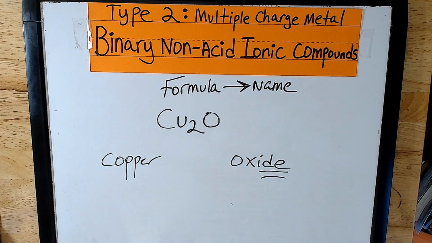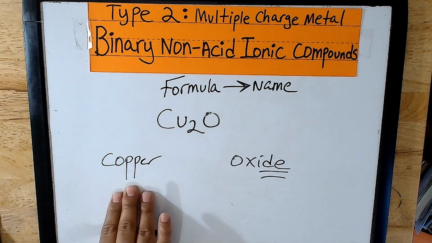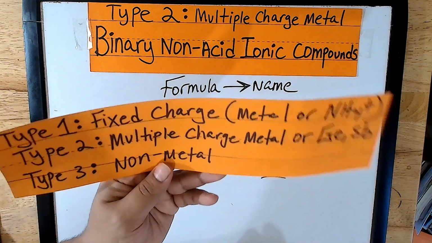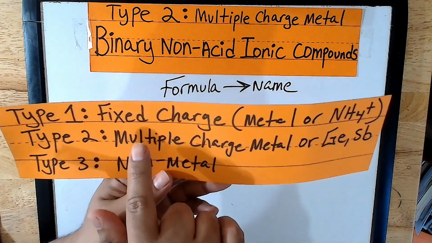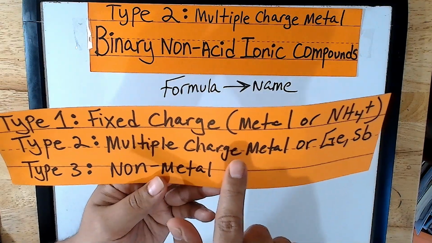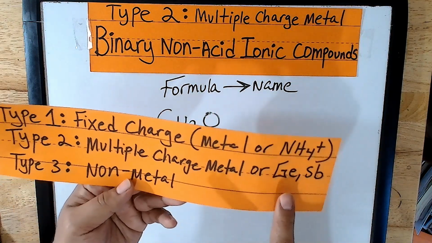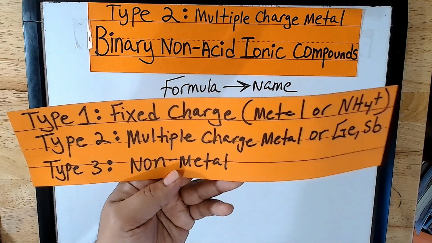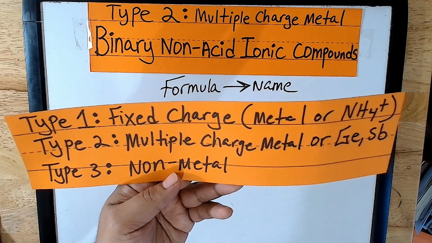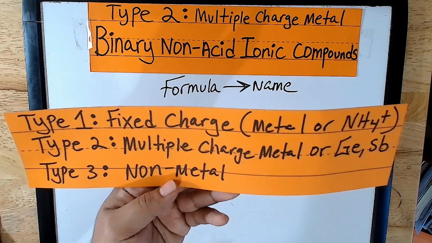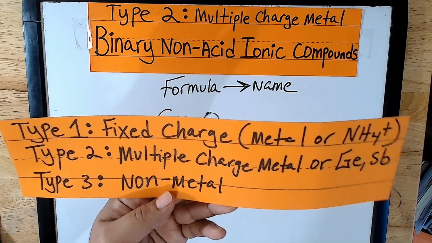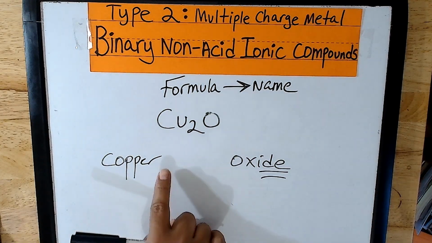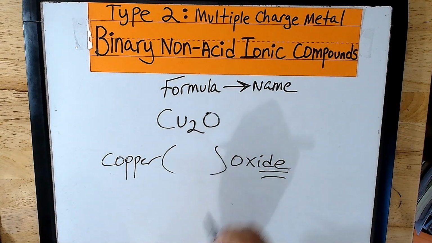The third step is to determine whether the first part falls into a type 1, type 2, or a type 3. Remember that we're doing a type 2, so that is one with a multiple charge metal. Sometimes it can be germanium or antimony. It definitely cannot be a type 1 because it doesn't have a fixed charge, and it cannot be a type 3 because it's not a non-metal. So if it's a type 2, you're going to add parentheses.